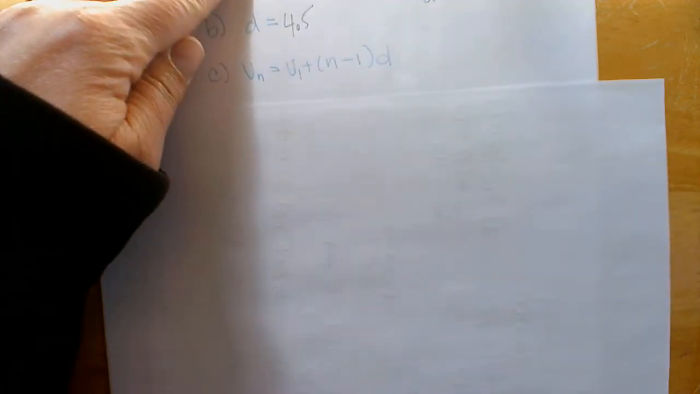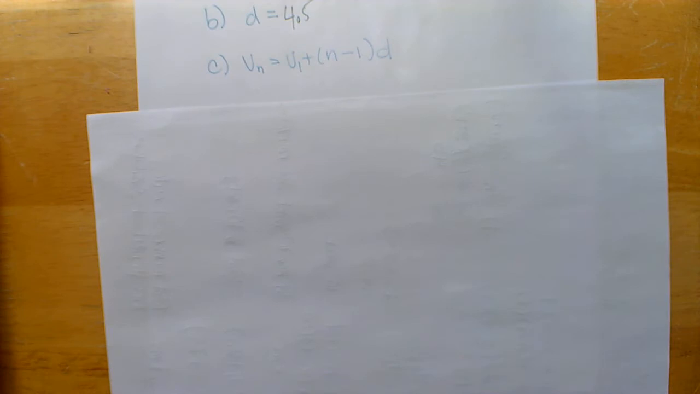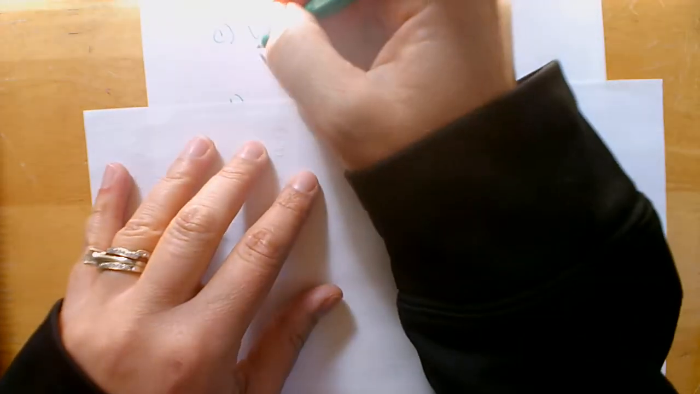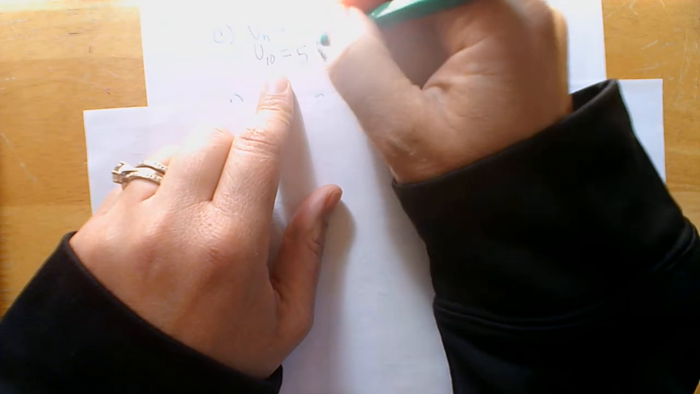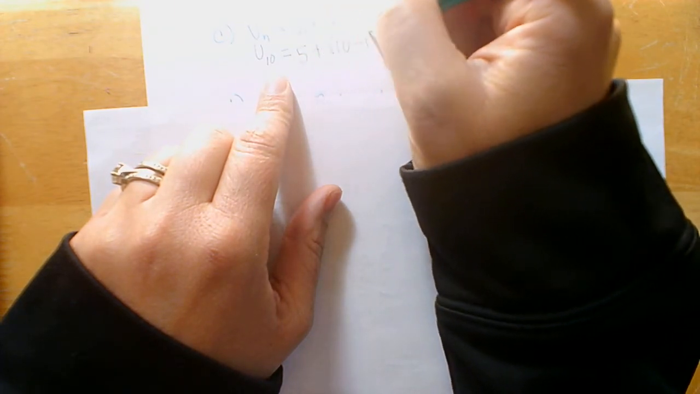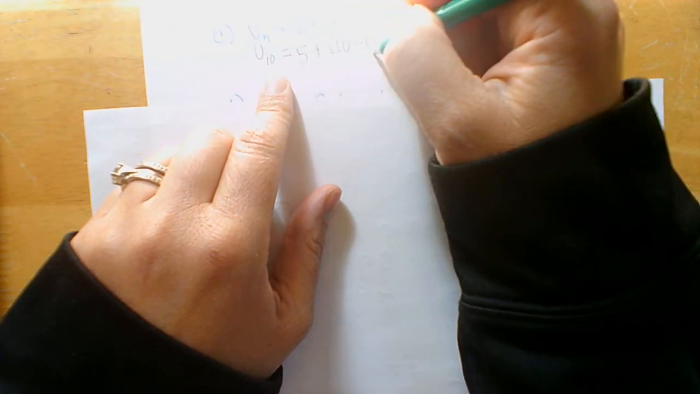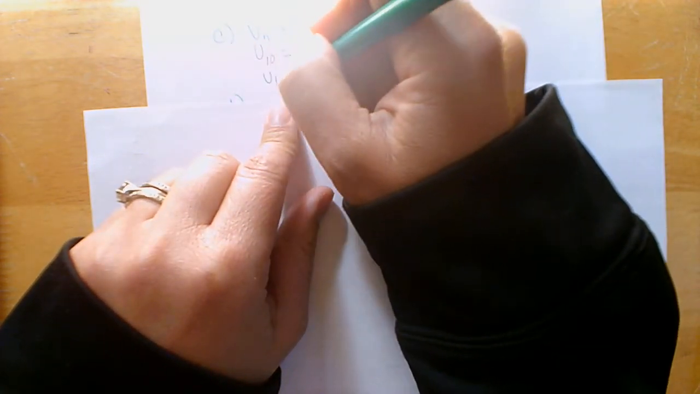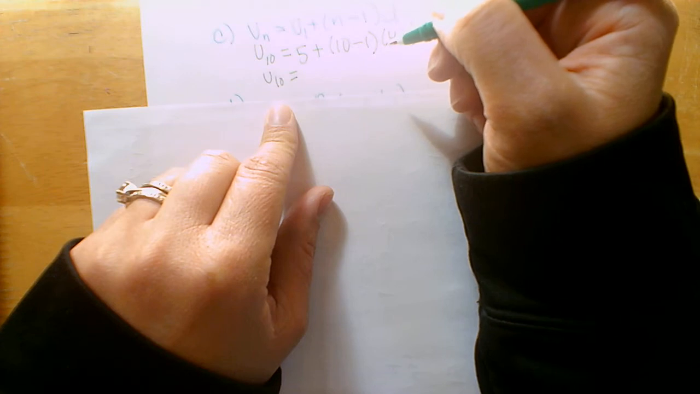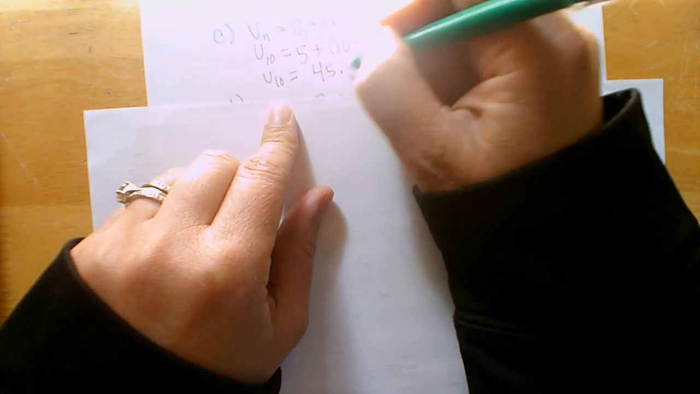Okay, let's go next. What we want to find out is going to be the 10th term. So we need to find the 10th term. So we're going to be using the formula, where n is going to be 10. U sub 1 is 5 plus 10 minus 1 times our common difference of 4.5. We're going to do that in our nifty calculator, and we're going to be coming out with 45.5. There we go.